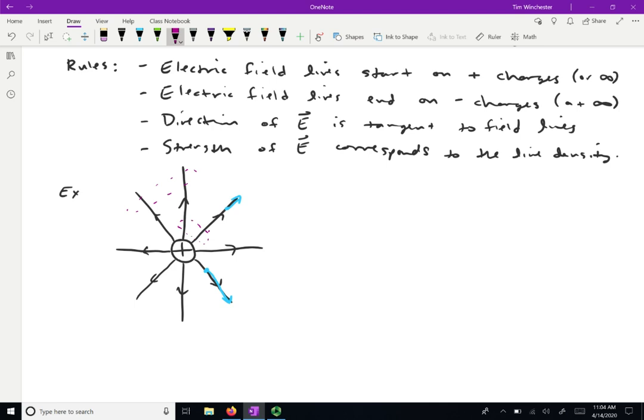I suggest that you pause the video and try drawing the electric field lines for the negative charge instead. Go ahead and give that one a go.